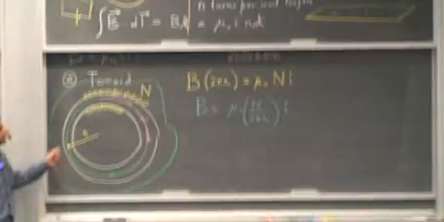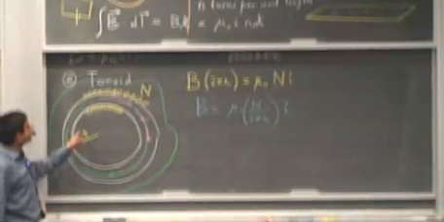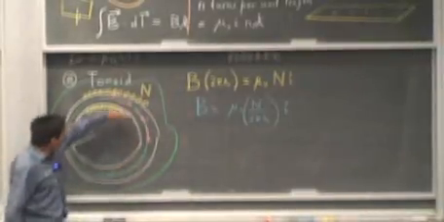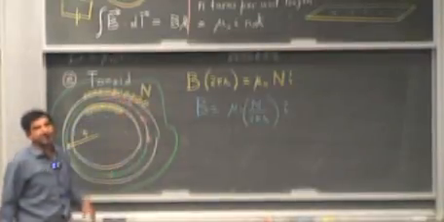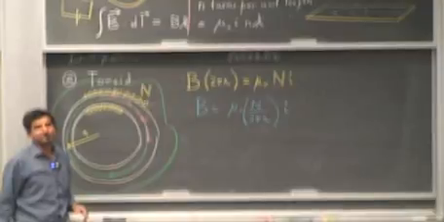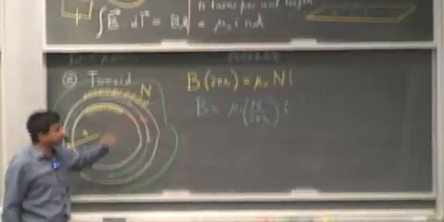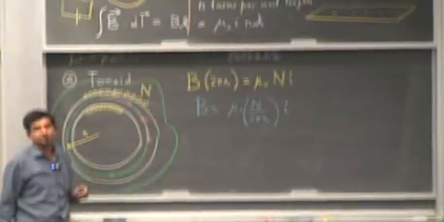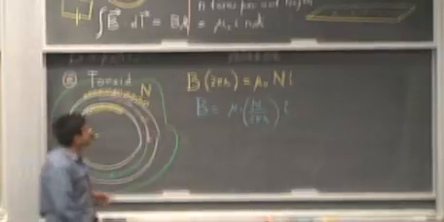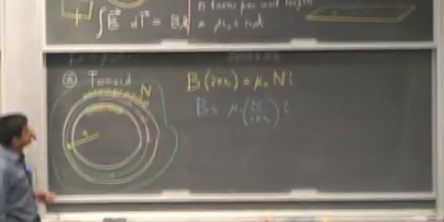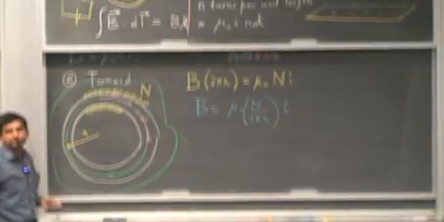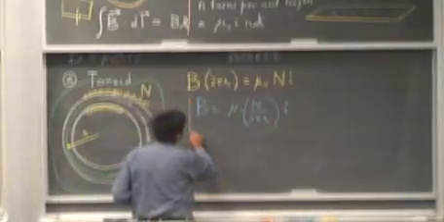So now the magnetic field does depend upon the radius. If you're closer to the inner wall, the magnetic field will be higher. If you're further away, the magnetic field will be smaller. Alright, so this is the magnetic field due to a toroid.